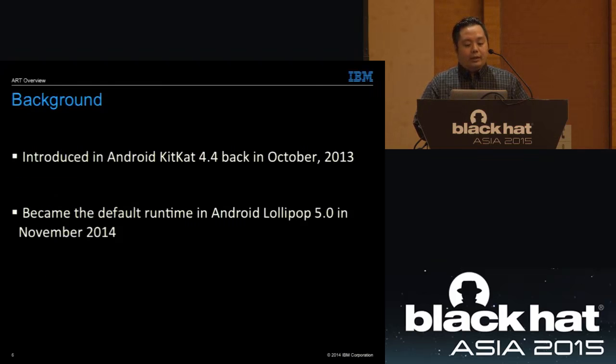Okay, before we go into the details of how to do that, I'll talk about some overview of how ART works. So ART was first introduced in Android KitKat 4.4 back in October 2013. At the time, it was an experimental version, and you could select which runtime you would use. But in November last year, with the release of Android Lollipop 5.0, it became the default runtime. So if you're going to buy a new phone now with Lollipop, that's the one that is in use.